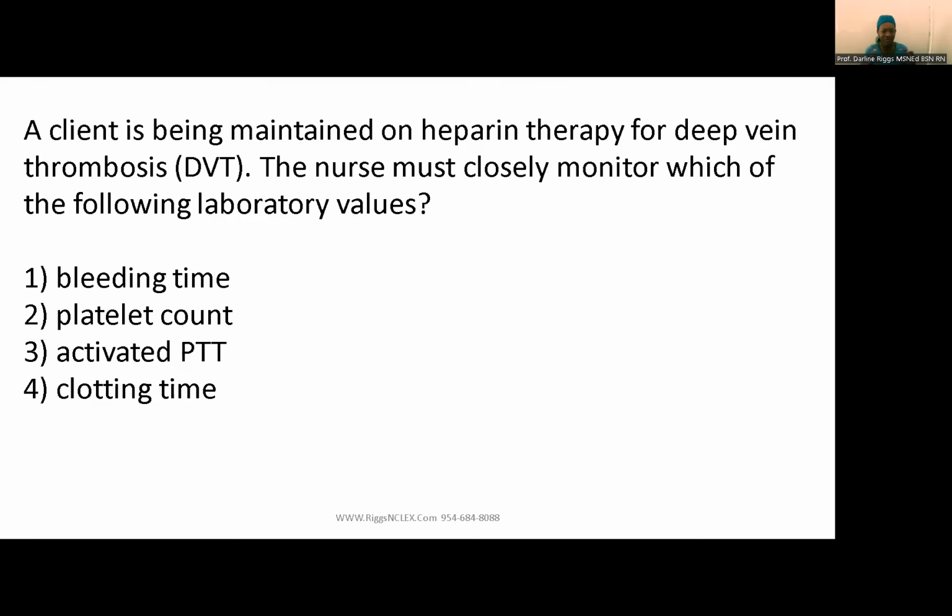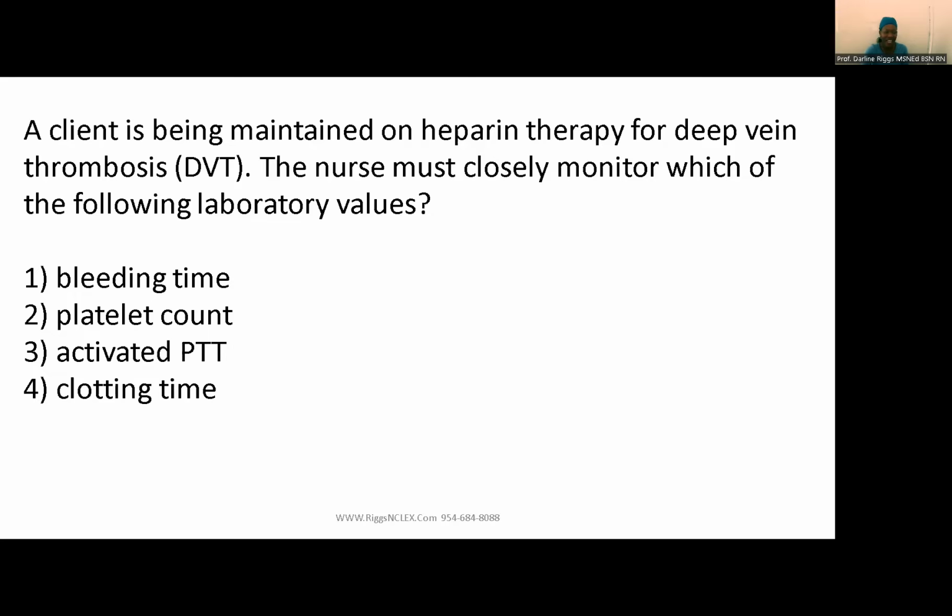It was packed with a lot. All right, here's a different one, a pretty simple one. A client is being maintained on heparin therapy for DVT, deep vein thrombosis, which we just covered. The nurse must closely monitor which of the following lab results. Very easy. Heparin.